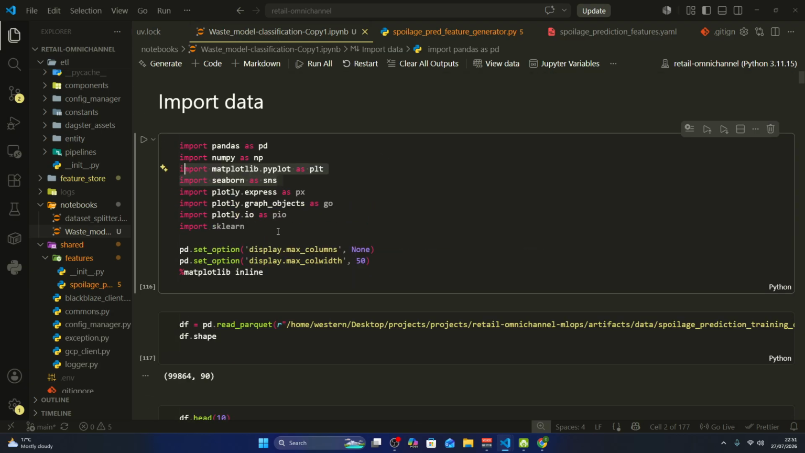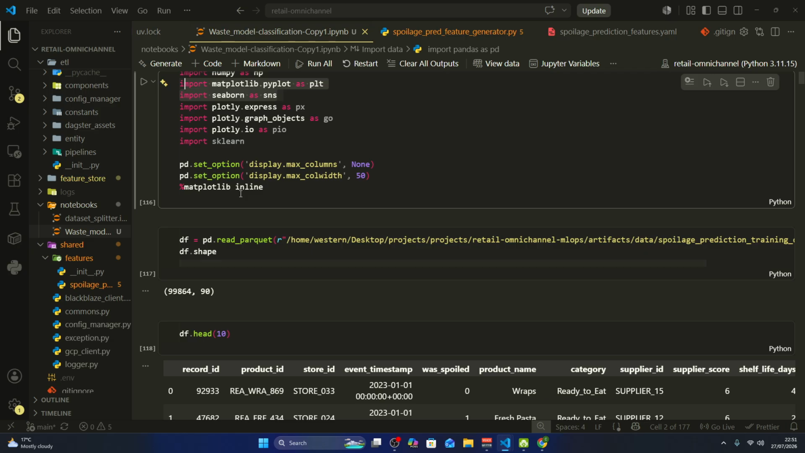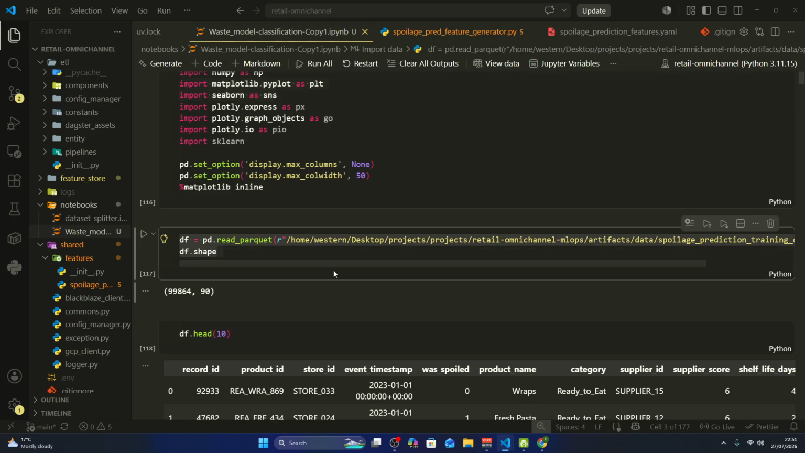So those are some of the things that Plotly can enable you to do. But for Matplotlib and Seaborn, in most cases, the charts will be static. Okay? So once we import the dependencies, then we have to import the data itself.